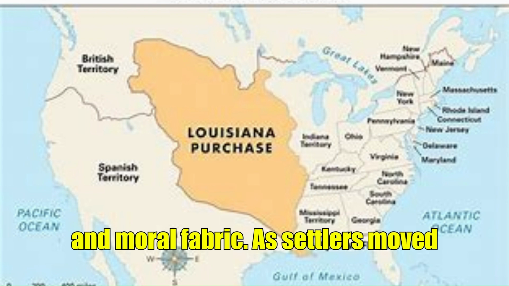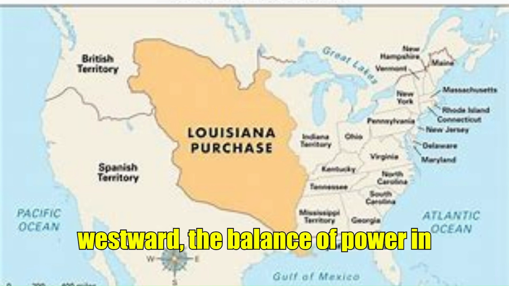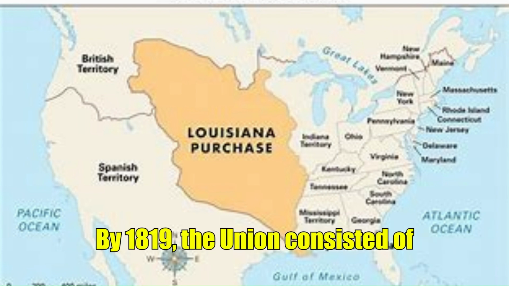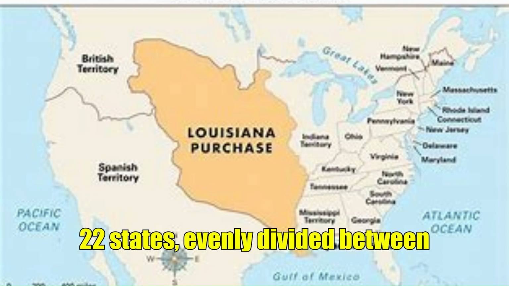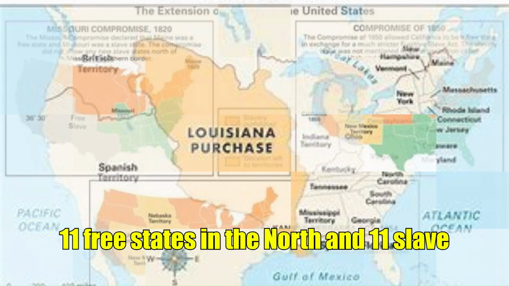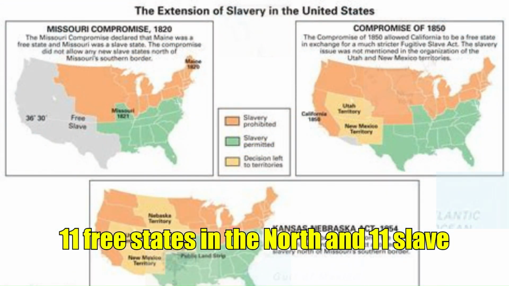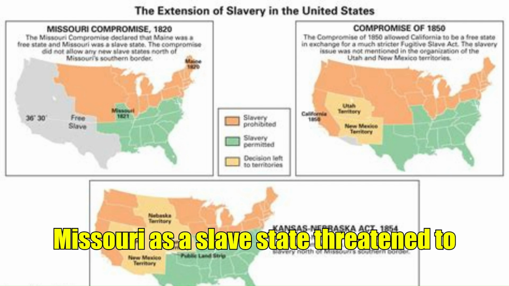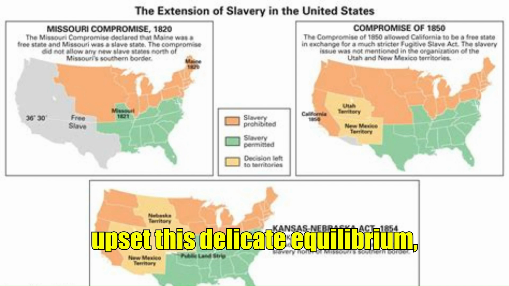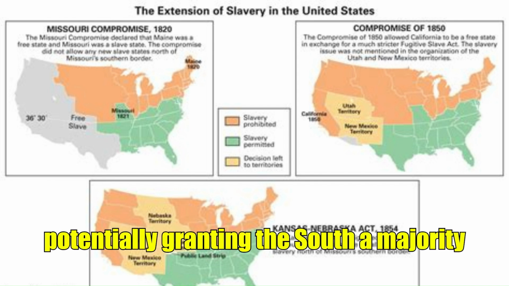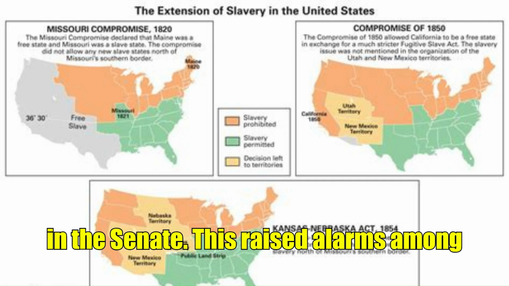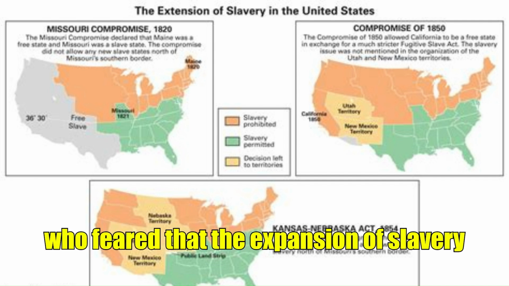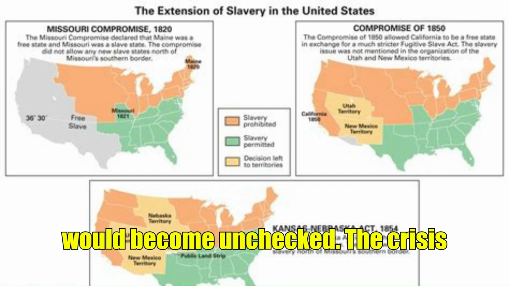As settlers moved westward, the balance of power in Congress became increasingly precarious. By 1819, the Union consisted of 22 states, evenly divided between 11 free states in the North and 11 slave states in the South. The admission of Missouri as a slave state threatened to upset this delicate equilibrium, potentially granting the South a majority in the Senate. This raised alarms among Northern politicians and abolitionists, who feared that the expansion of slavery would become unchecked.